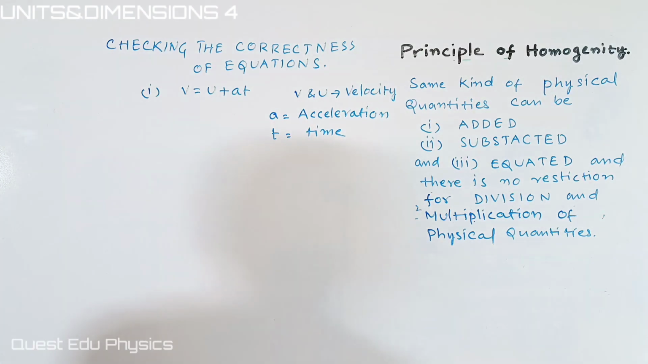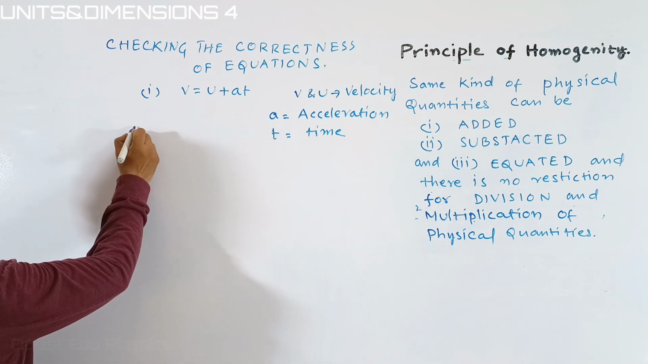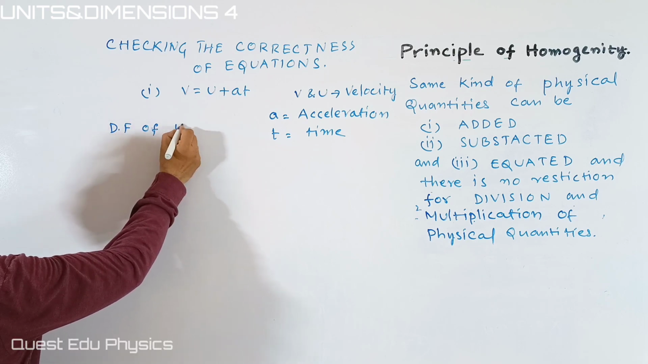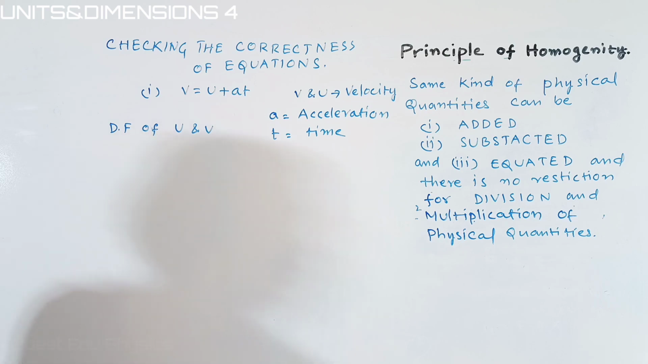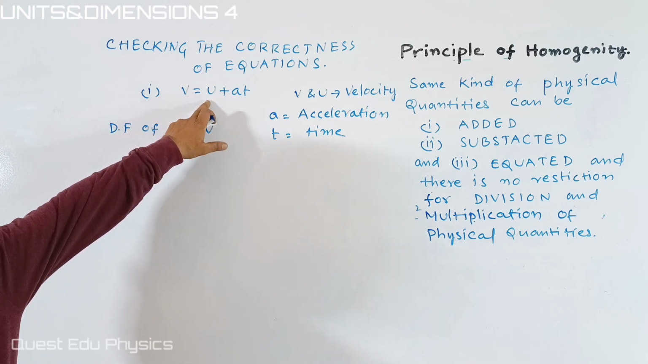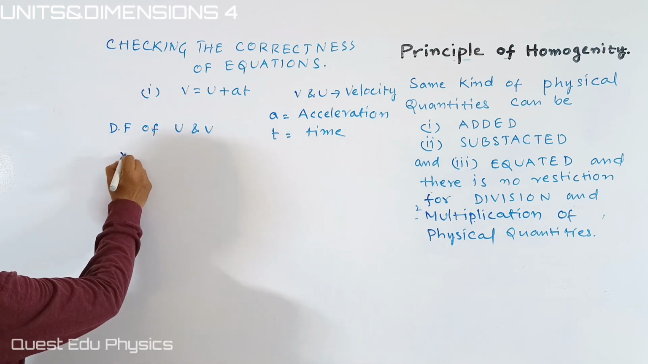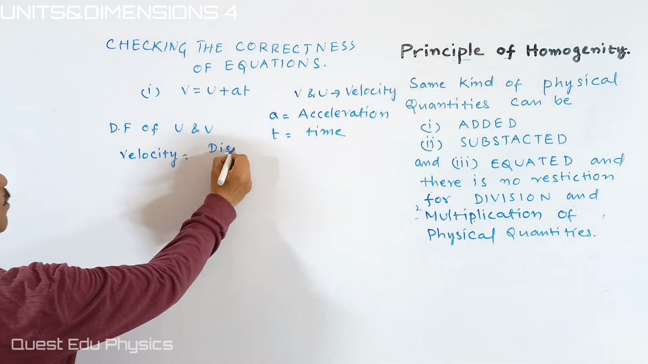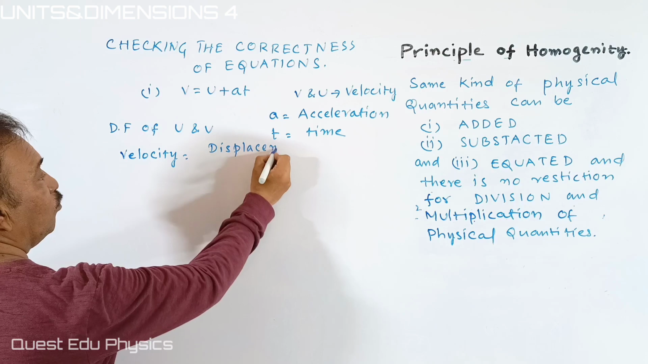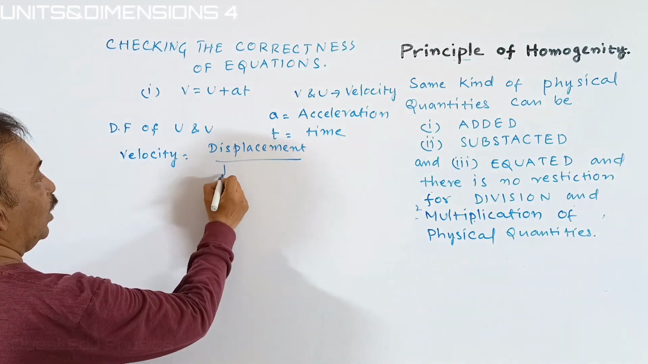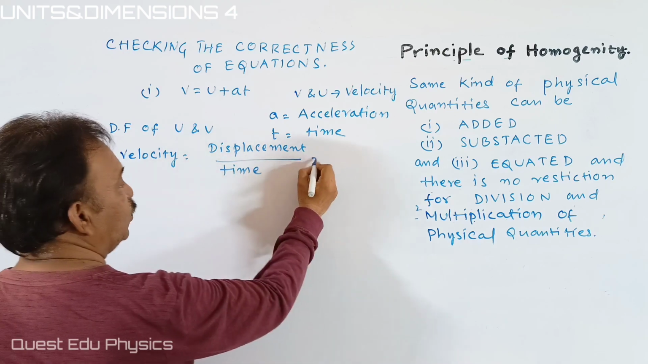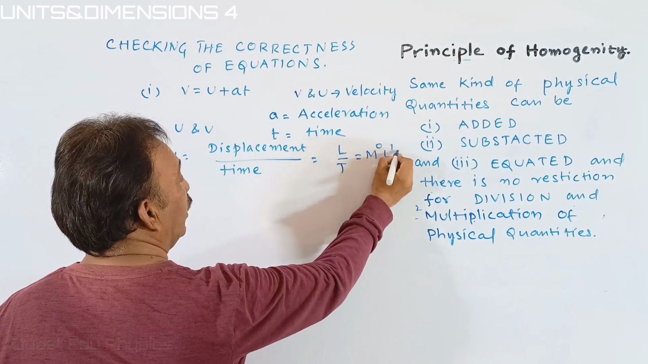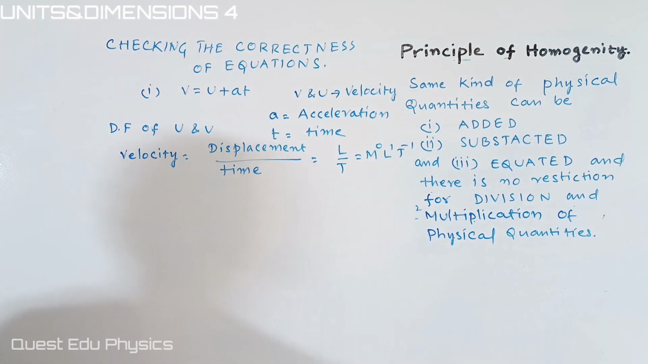Okay, students. Here, the dimensional formula. We have to write the dimensional formula of U and V because both are velocities only. Here, V is the final velocity and U is the initial velocity. Velocity is equal to displacement upon time. Displacement is L, so it is M0, L1, T inverse.